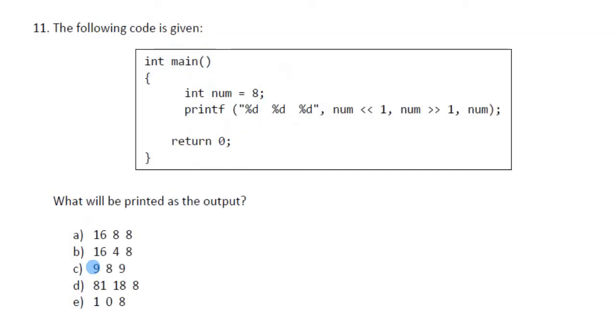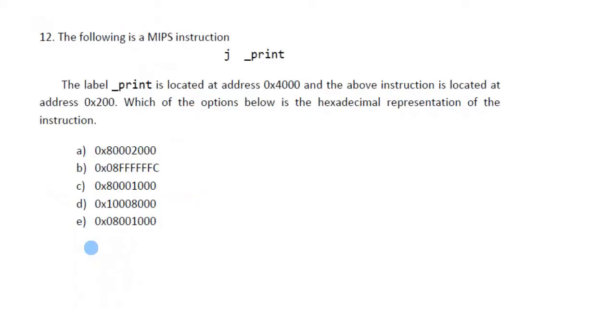Okay, so the next question here is fairly easy. Given number 8, shift left by 1 is 16, shift right by 1 is 4, and the actual number is 8. So 11 is B, 16 for 8. Okay, so that wraps up the C programming part.